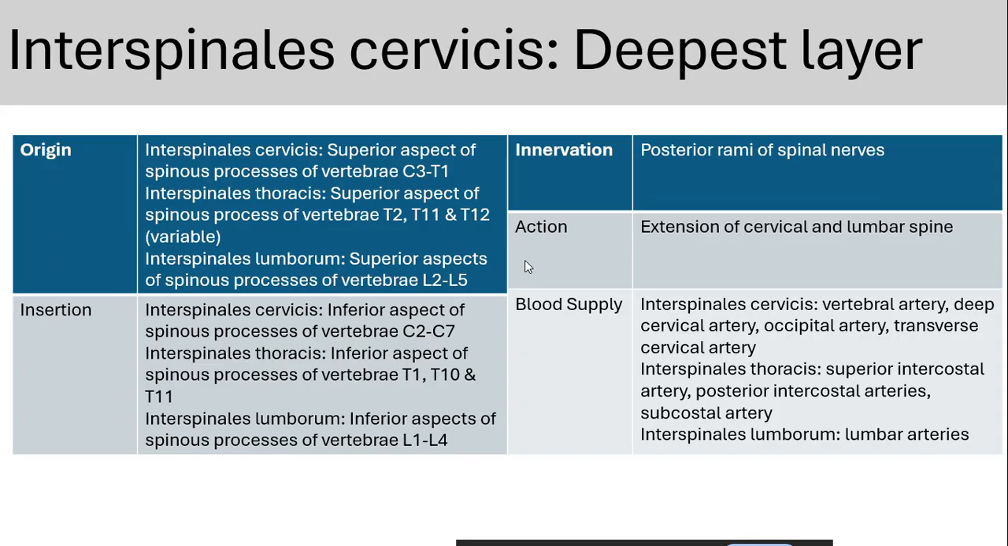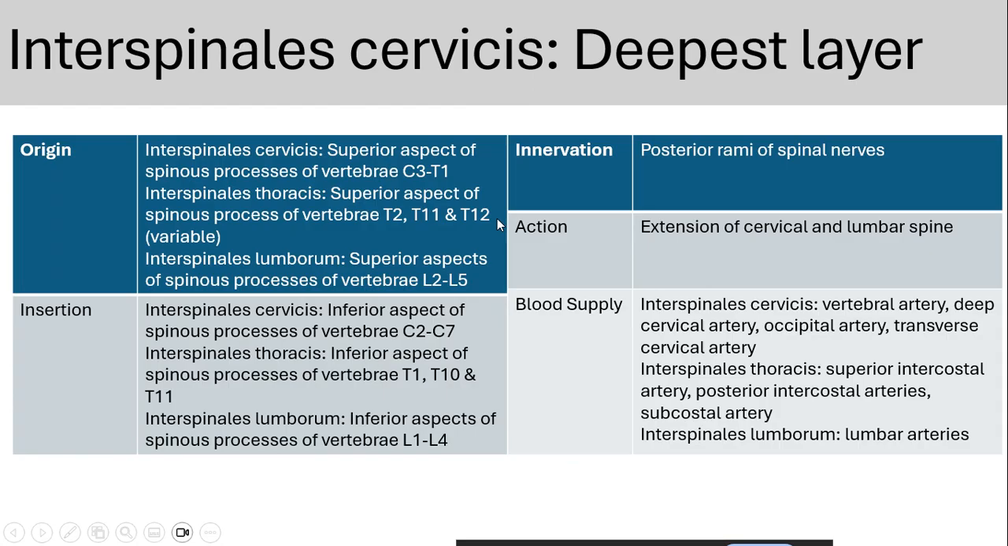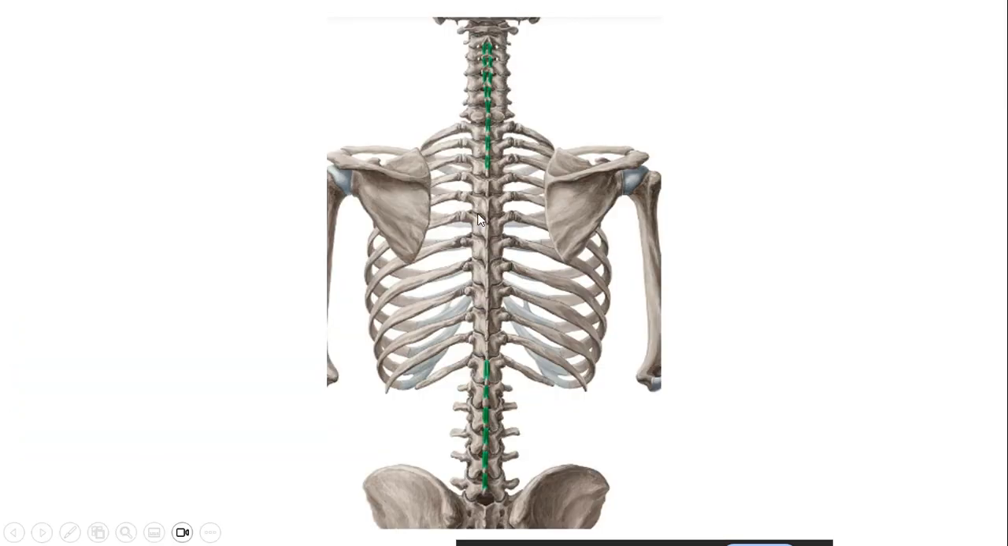Blood supply: interspinalis cervicis, vertebral artery, deep cervical artery, occipital artery, transverse cervical artery. For interspinalis thoracis, it's superior intercostal artery, posterior intercostal artery, and subcostal artery. Interspinalis lumborum is lumbar artery. So when it talks about thoracis, it is the intercostal arteries and subcostal artery, right? So it's pretty self-explanatory. As you can see, this is the interspinalis cervicis, right?